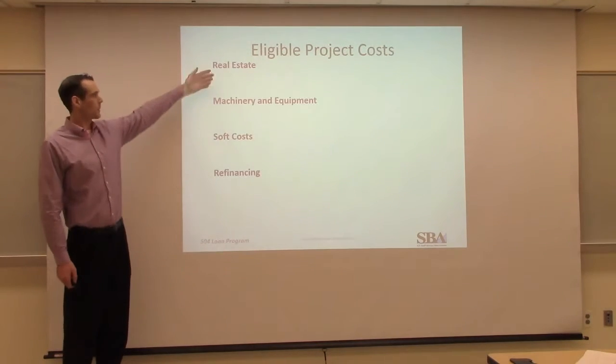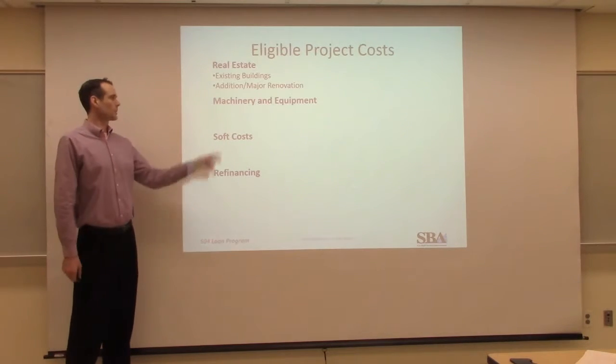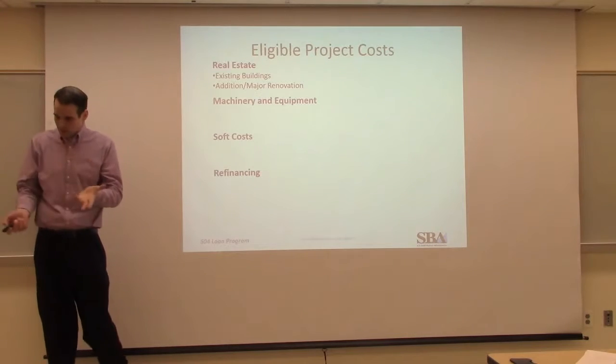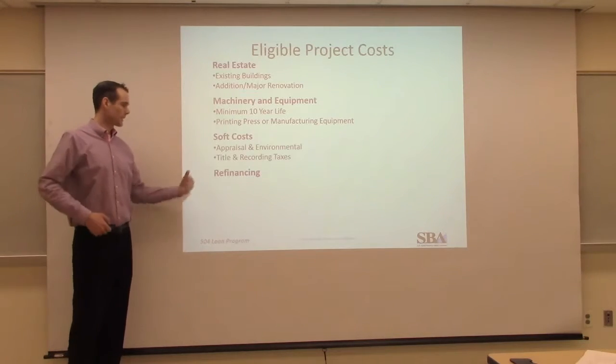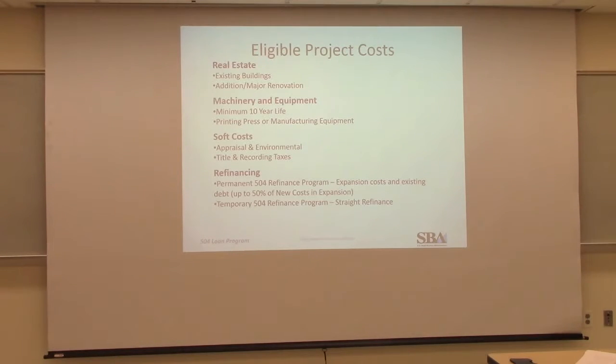Now let's go back then to real estate. There are two things under real estate, blah, blah, blah. Two things under machinery and equipment, et cetera, et cetera. Soft costs. Now let's talk about refinancing. What if I brought it in that way? I like that even better.